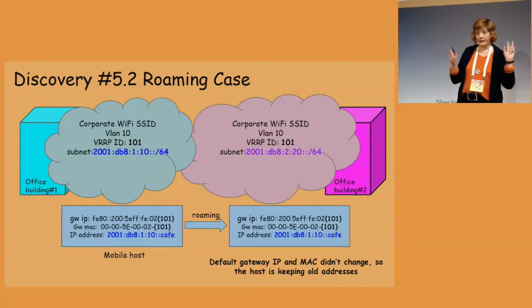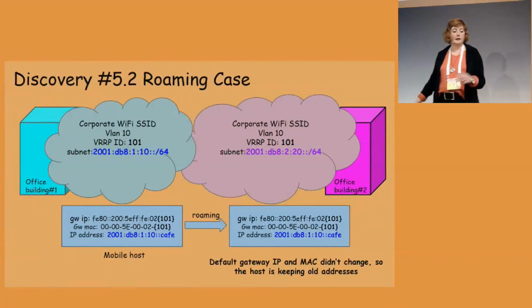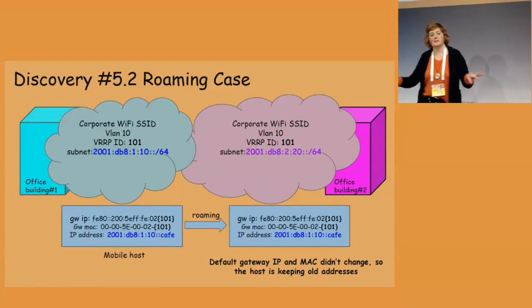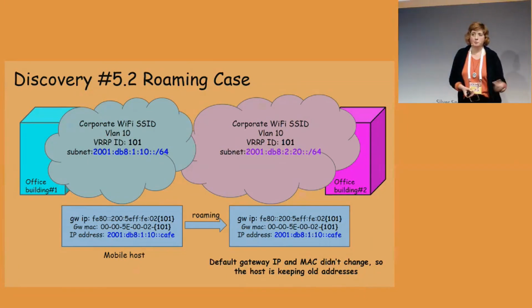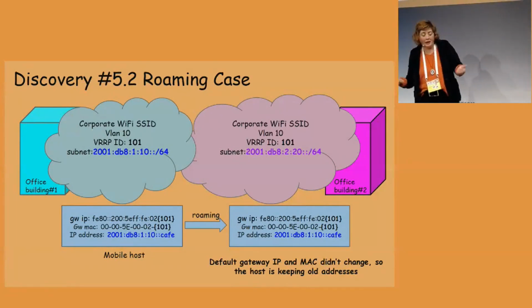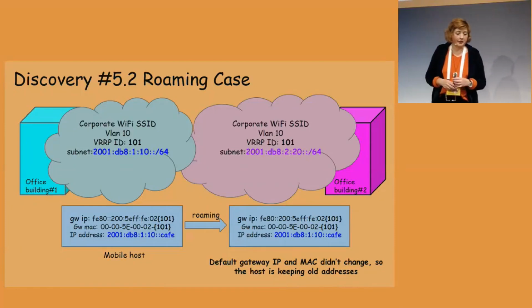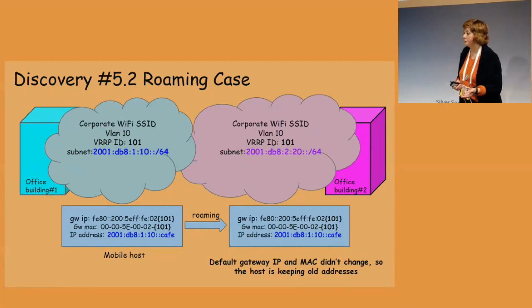Until another renumbering case appears. I have two buildings, two different subnets, but they are too close to each other. When you walk from one building to another, you actually move between two subnets. But again, the same VRRP ID everywhere, same link local, same MAC address. Device like, I'm definitely on the same SSID, same layer 3 network. I'm keeping old network config. As a result, nothing works, right? No connectivity.